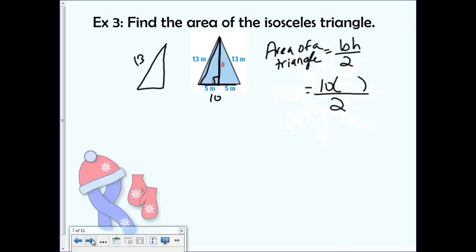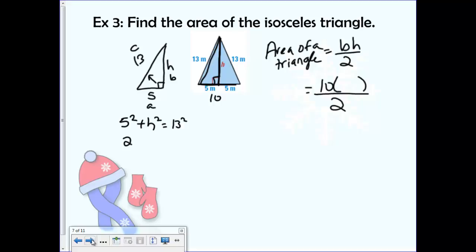My hypotenuse is 13 in here. This side is 5. And I want to know, what is my h? What's my height of that? So label it. Here's my hypotenuse. That's my c. We have an a. We have a b. So I'm going to say, a squared plus b squared equals c squared.